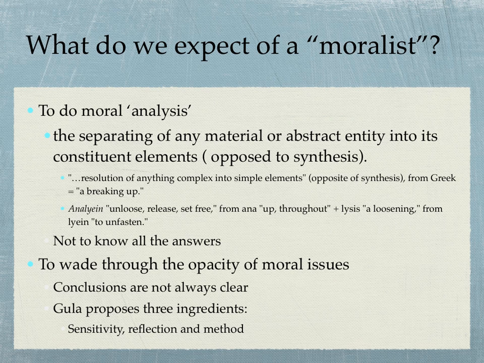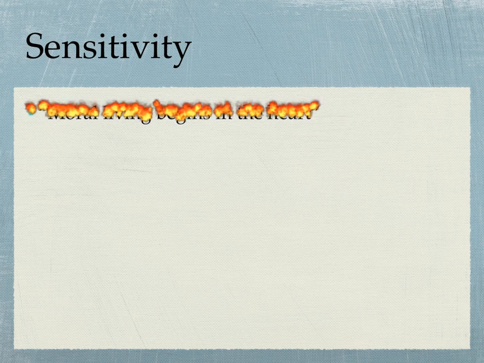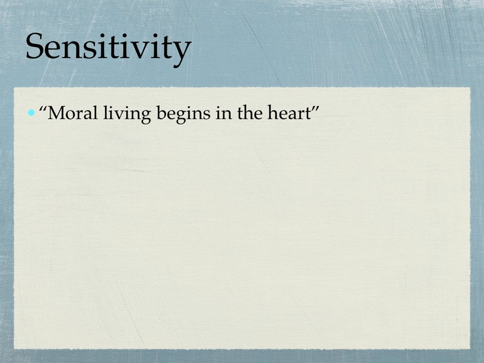The next thing that I want to do is describe what he means by each of these 3 ingredients and why they're so important. The first ingredient that Richard Gula describes that we need for a good moralist is the ingredient of sensitivity. You'll notice that he states that sensitivity has to do with living from the heart. Now, this is oftentimes misunderstood, and the reason why it's misunderstood is that people believe that perhaps if he's going to talk about moral living beginning in the heart, that would seem to suggest that morality is all about emotion.